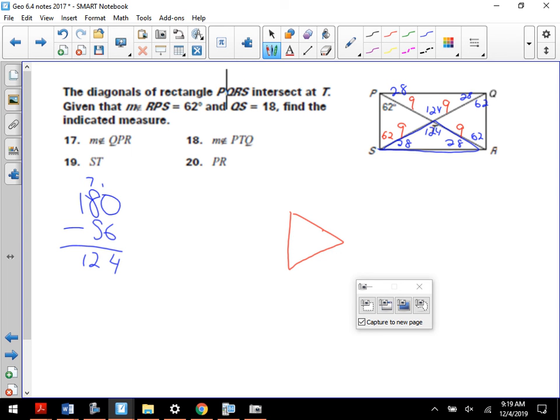And then to get the other sides, you just find their supplement. So you say 180 minus 124. Gee, what is 180 minus 124 going to be? Boy, that's convenient. Look at that. It's 56. And again, from there, there's really nothing else. ST we got. PR we got. Yep.